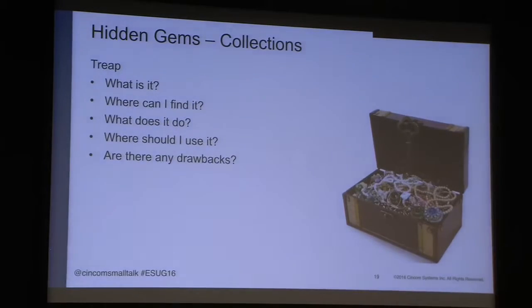Okay, Treap. What is it? Treap is a combination of the words tree and heap. It's a type of collection. You can find it in Text2. What does it do? It's a more elaborate structure. It's a balanced binary tree, and it also keeps a bidirectional linked list of all the things by sorted order of the key. So it behaves a lot like a dictionary.